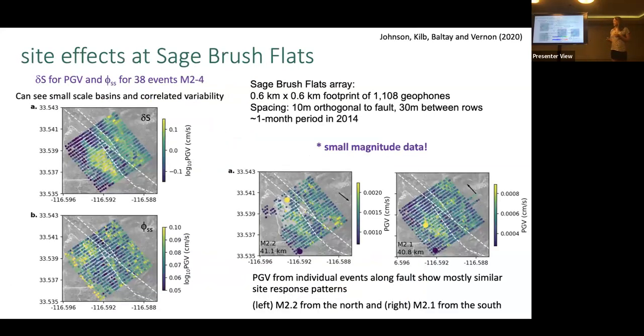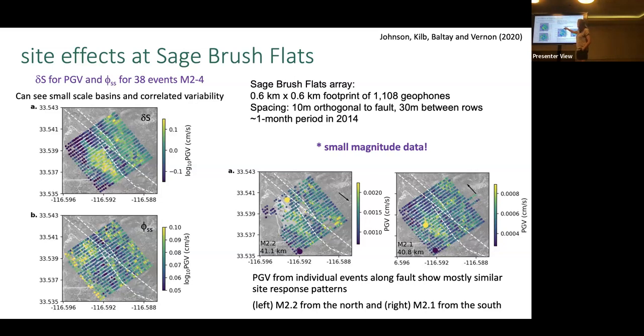Let's see. So first, here's an example from observed PGV ground motions at the Sagebrush Flats array. Sagebrush Flats is an incredibly dense array. The whole array takes up about 0.6 by 0.6 kilometers with 1,000 or 1,100 geophones, 10-meter spacing, and it was deployed for about a month. So we can immediately see here the repeatable site component, where we can identify these really small scale basins. This is 600 meters, so this is a very small basin next to some of the faults. So using these really dense networks, we can see really small scale site effects.